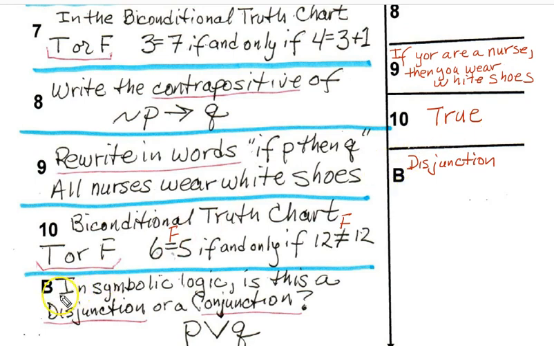Our bonus question, in symbolic logic, is this a disjunction or a conjunction? And if you read it, P or Q, that's a disjunction, the or here. Okay, so again, good notes, good quiz scores.